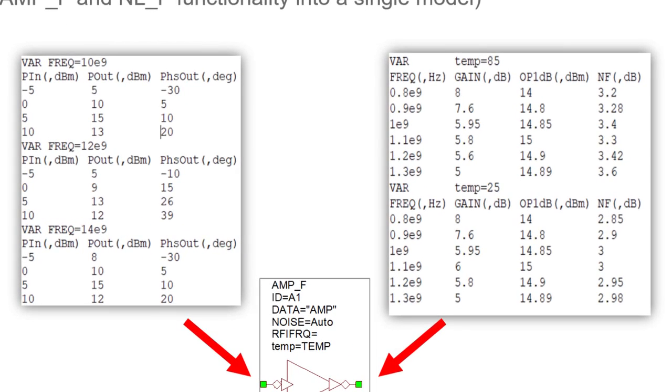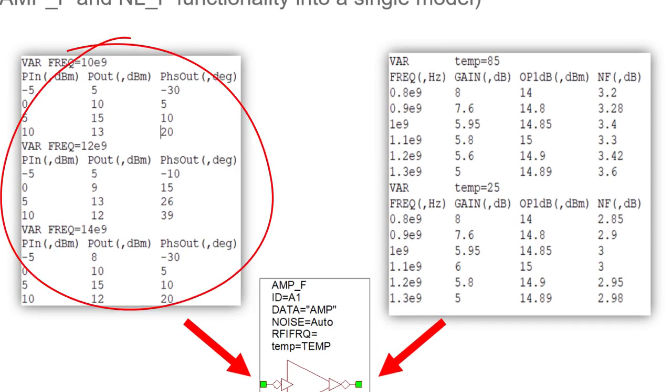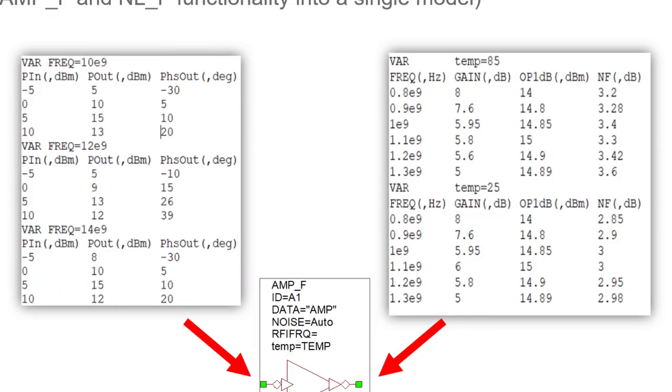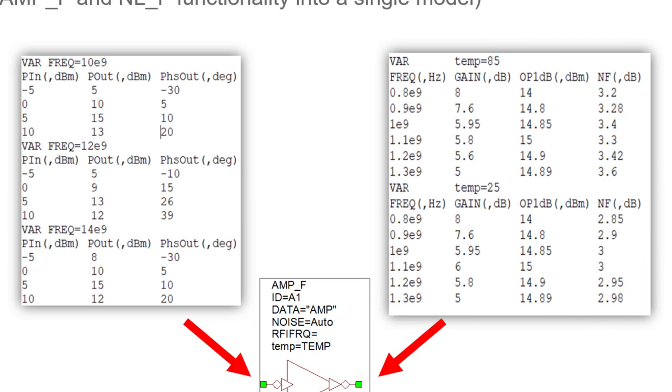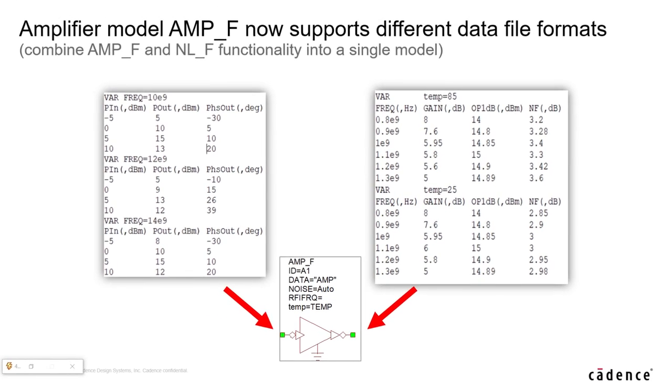Looking at the left side of the screen, we can see 3 columns of data representing the AM to AM and AM to PM of an amplifier, while on the right side of the screen, we can see 4 columns encapsulating the frequency dependency of an amplifier. In short, AMP_F can reference either format, inclusive of several other formats.